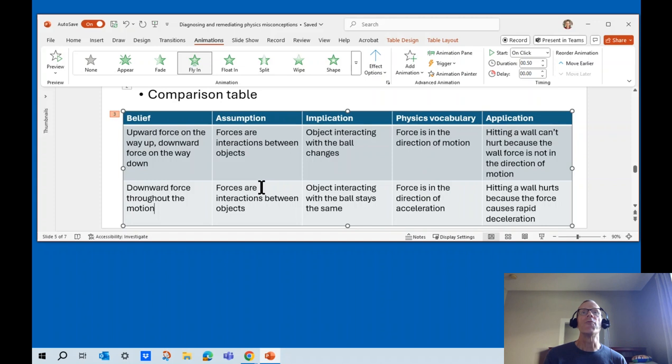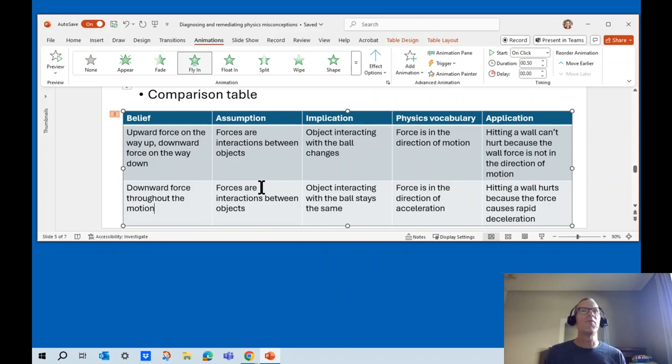But if we think about what is the object that's interacting with the ball, well, that's the Earth. So the Earth must be changing, or a new force is popping in for the way up and the way down. Maybe one of those forces stays the same. The Earth is the same in both cases, but something else is there when the ball is going up. The implication of a downward force throughout the motion is that the object interacting with the ball stays the same, meaning the same object, and that object does not change characteristics in any way.